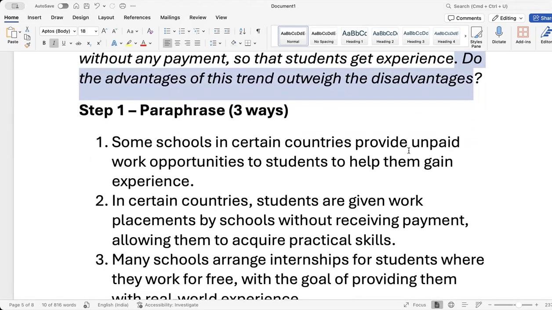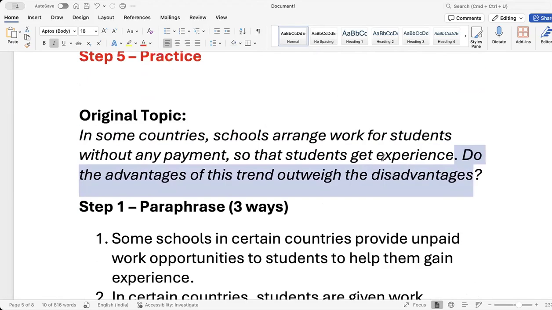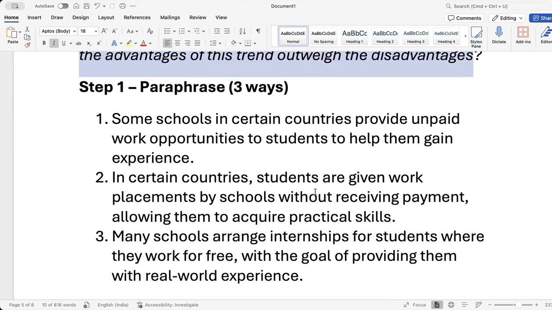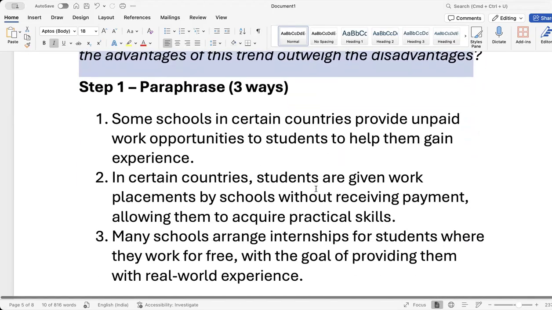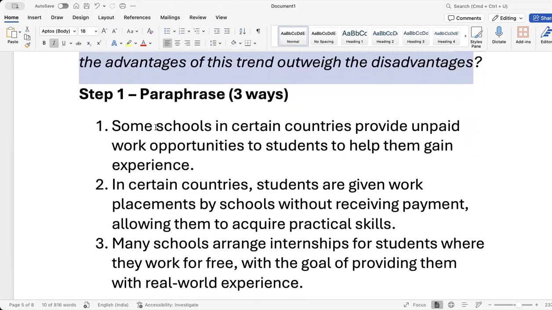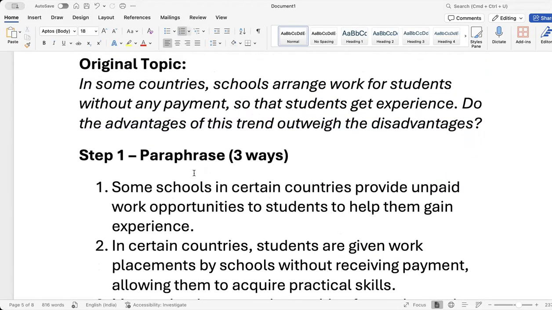So first, I want to teach you paraphrasing. You should learn a little bit of paraphrasing if you can. For example, some schools in certain countries provide unpaid work to students to help them gain experience. And see, what I want to tell you is I'm not using any complicated or high-end vocabulary. I'm just writing the same thing in different words.